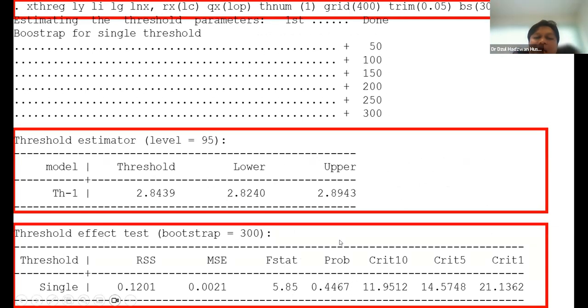Means that our null hypothesis is not significant. Meaning to say that, using this data set in natural log, we found that the threshold effect is not evident. But again, we are interested to know the threshold effect. It's quite disappointing for us to find that in the end, they got no threshold effect.